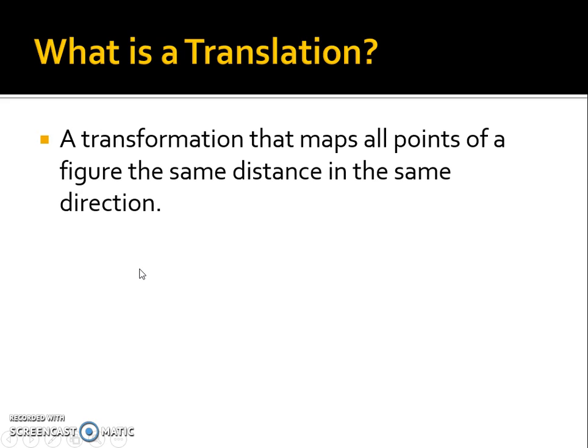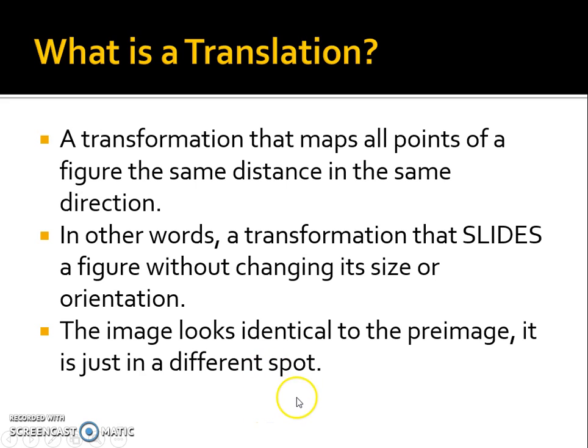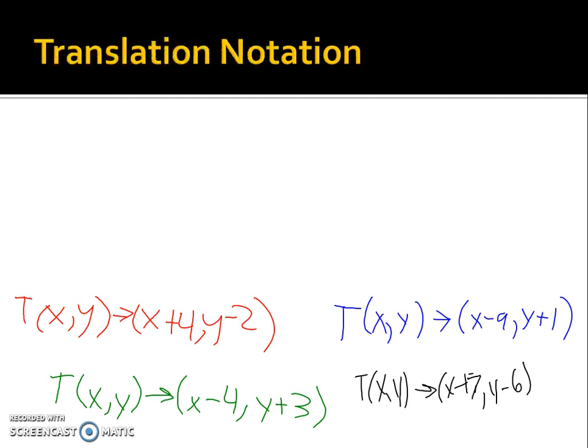Next, we're going to do translation. A transformation that maps all points of a figure the same distance in the same direction. In other words, a transformation that slides a figure without changing its size or orientation. The image looks identical to the pre-image, and it is just in a different spot.